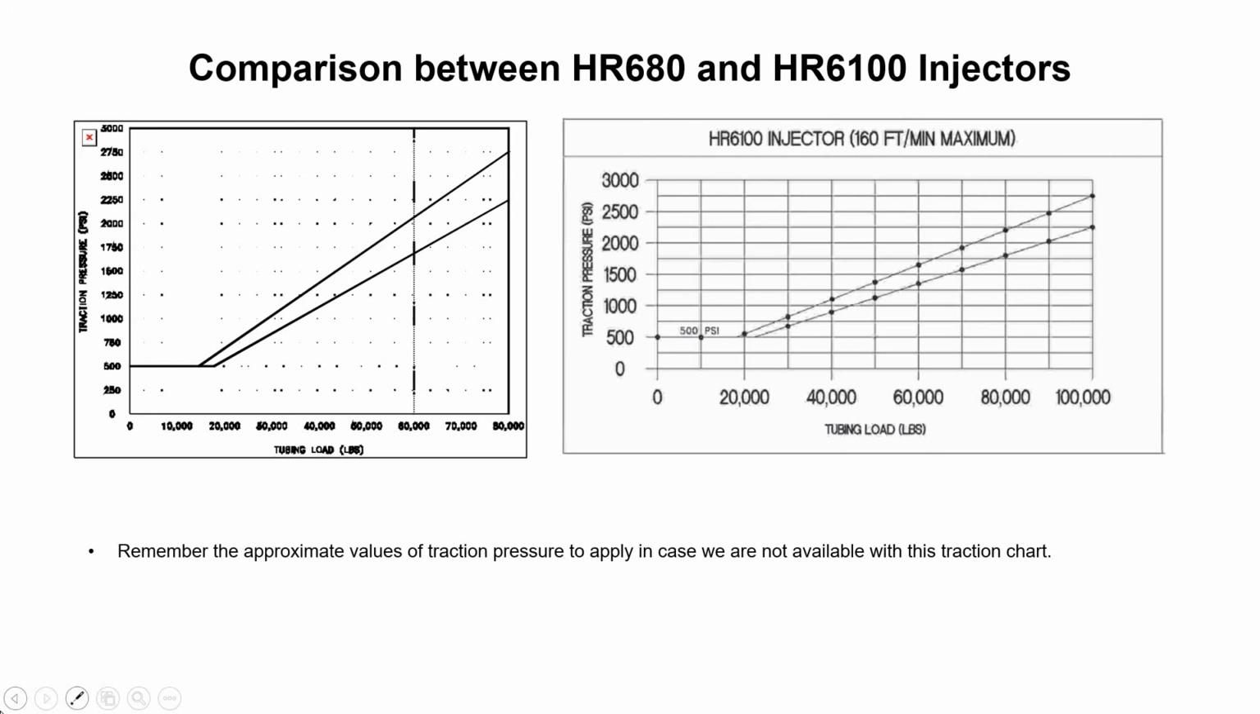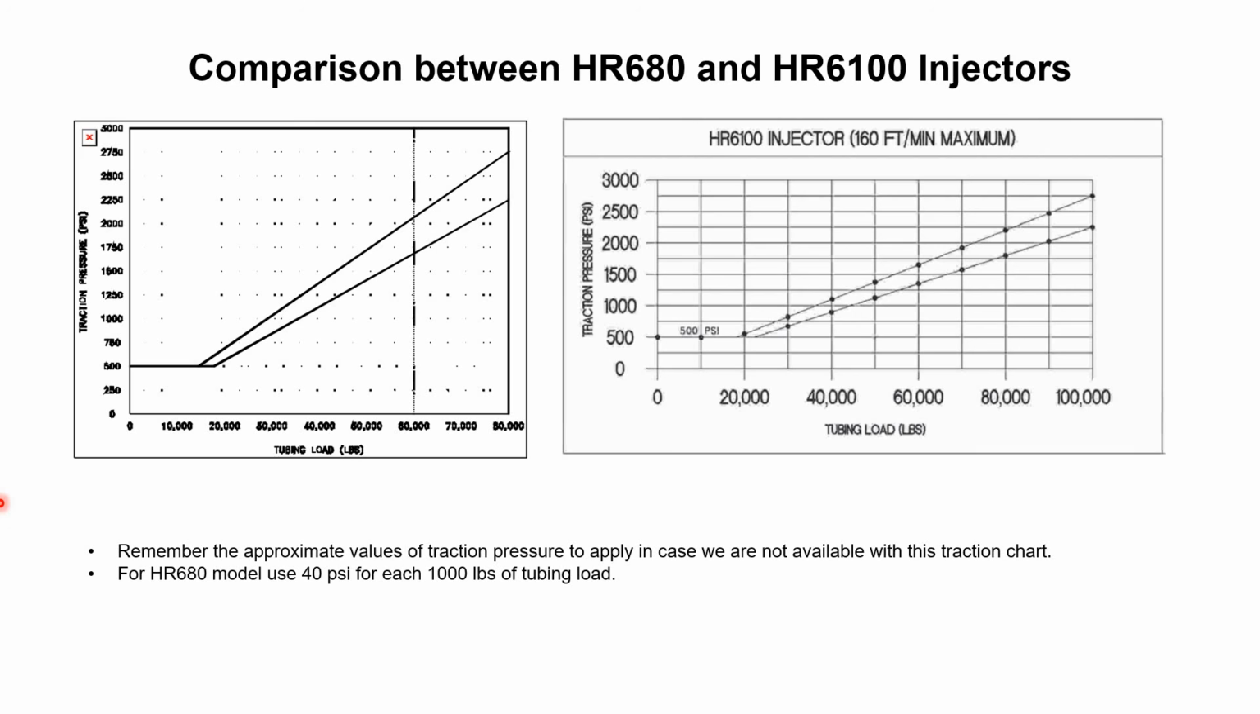Remember the approximate values of traction pressure to apply in case we do not have this traction chart. Most of the time these traction charts are displayed in the control cabin, but if we do not have these traction charts, an operator must have an estimated value in his mind to apply. So for that we can use these two numbers.